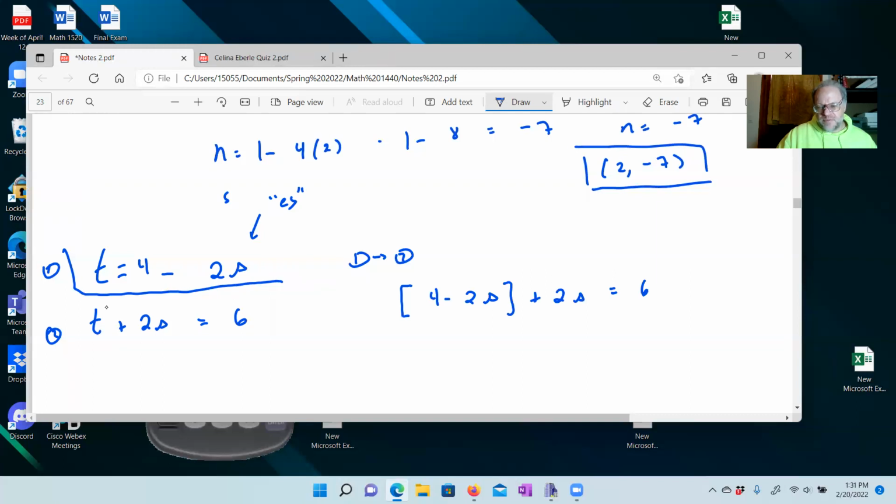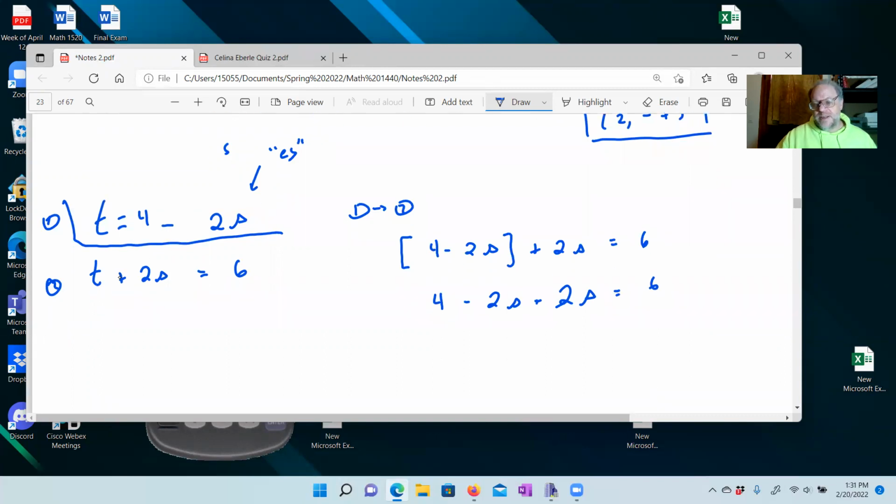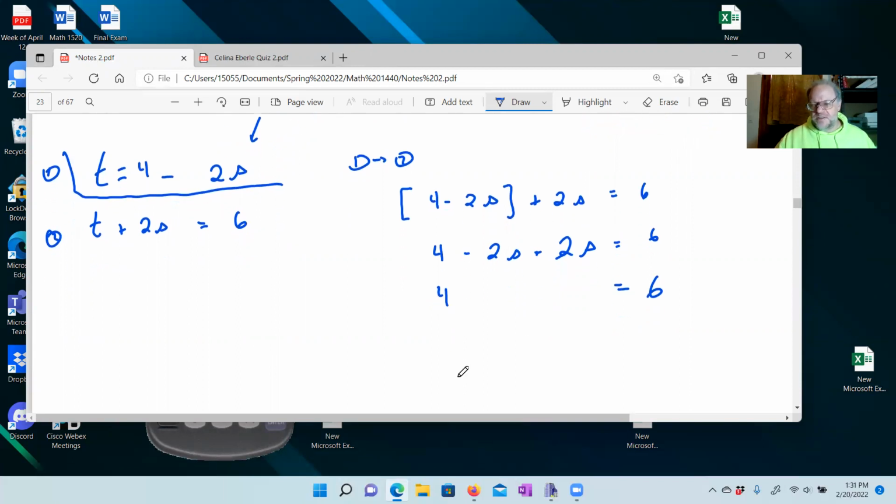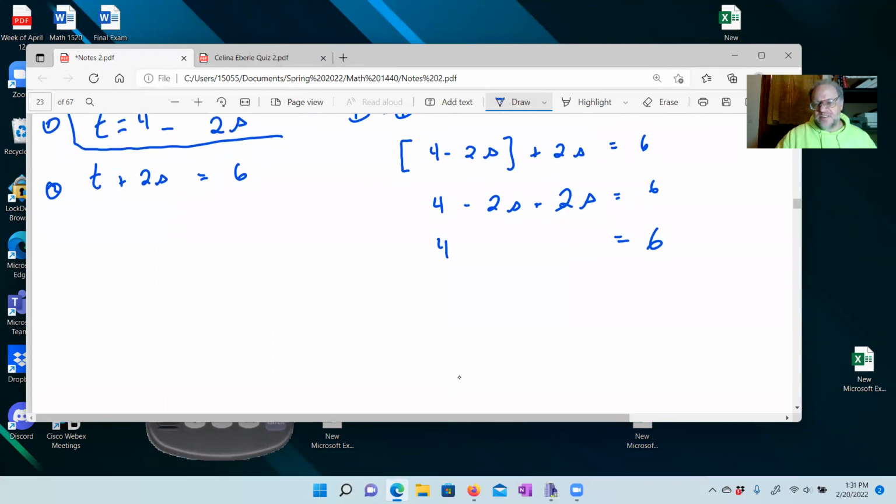Okay, so we have 4 here. We have minus 2s plus 2s is equal to 6. These cancel, and then we get this 4 is equal to 6. And we know that that's complete nonsense. 4 is not 6. So this is a no solution.